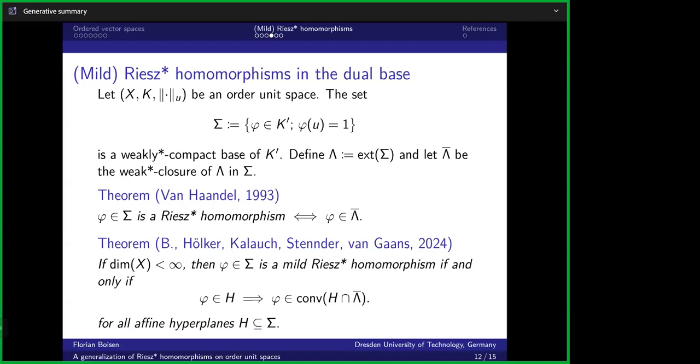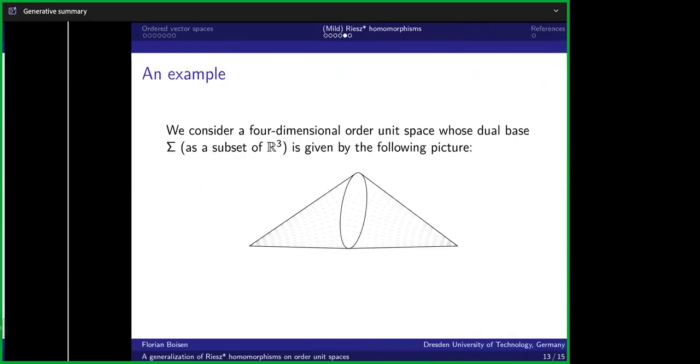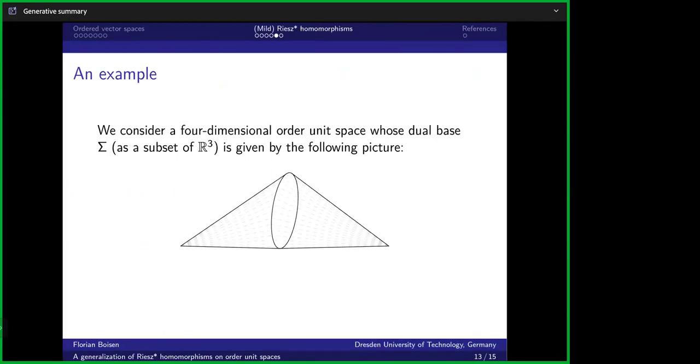The proof is not obvious, and I don't want to give you a proof, but I want to use this characterization now to give you the set of multi-star homomorphisms in one particular example. And this is how our cone looks like. We are considering a 4-dimensional order unit space, which has a cone where the set sigma looks like this. You have these two circles or these two cone faces which are glued together in the middle. This is our sigma.